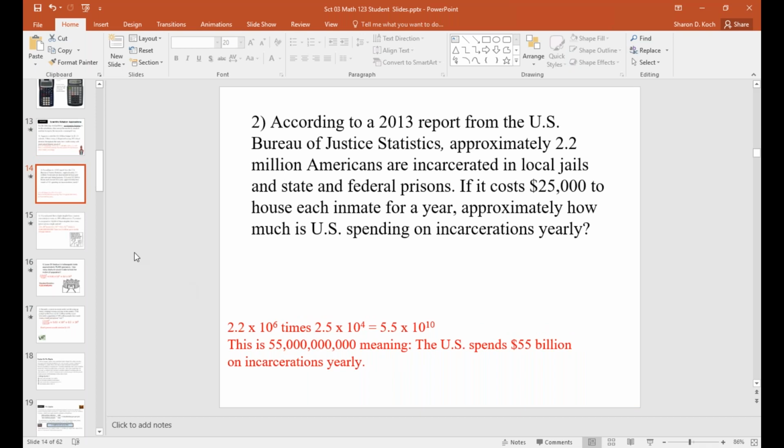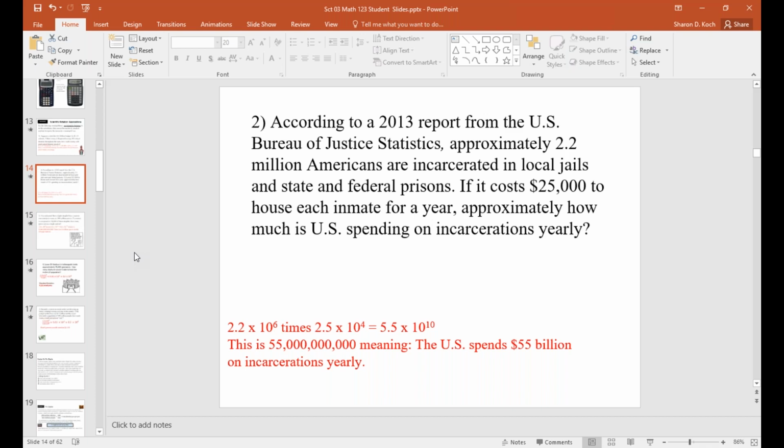According to the 2013 report from the Bureau of Justice Statistics, approximately 2.2 million Americans are incarcerated in local jails and state and federal prisons. If it costs $25,000 to house each inmate for a year, approximately how much is the US spending on incarcerations? Well, in this case, we have to think of the operation I'm doing is going to be multiplying, because I'm going to multiply the cost times how many people are incarcerated, right?